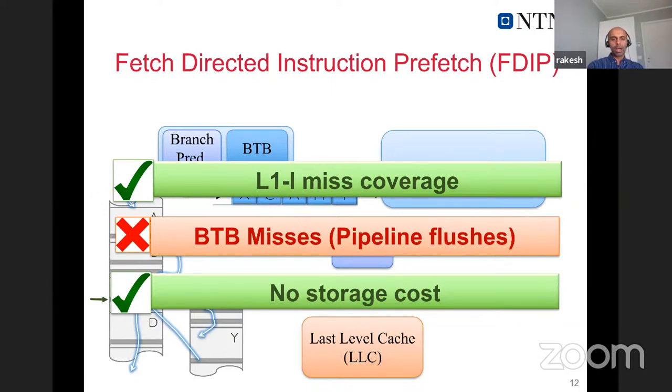First, you can still assume that on a BTP miss, you can just take the whole through path, misprediction will be detected in the pipeline and you will flush everything. This is the one thing. And the second thing that will happen is you will be prefetching on the wrong path. That means your prefetcher accuracy reduces and your performance will again be limited.